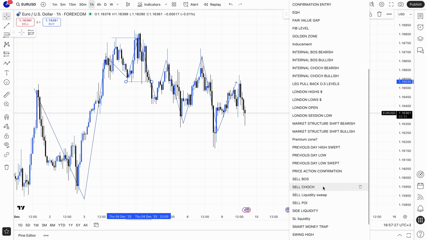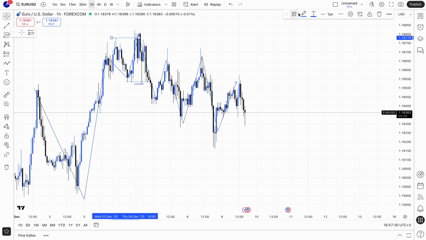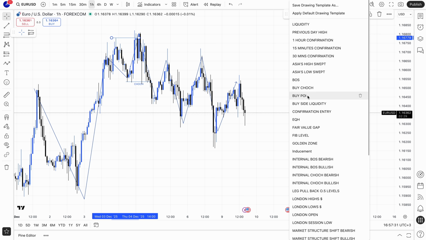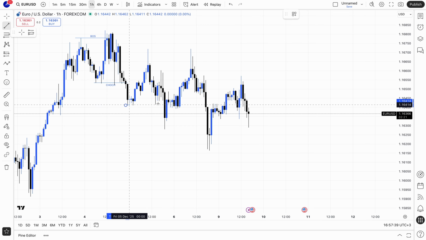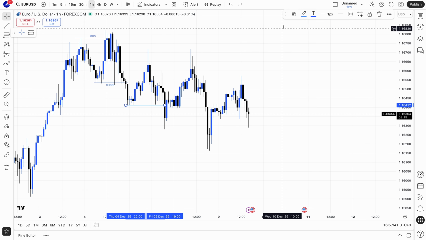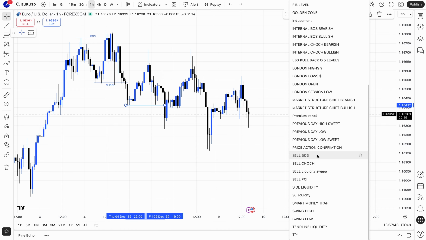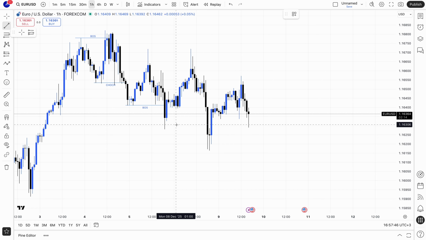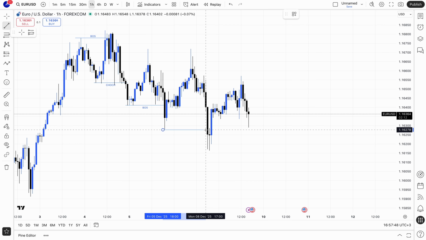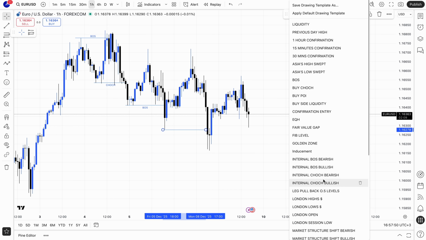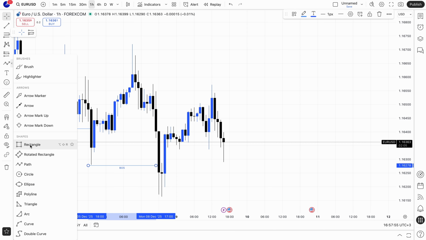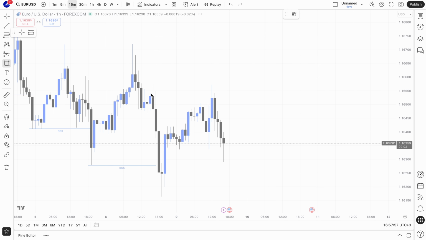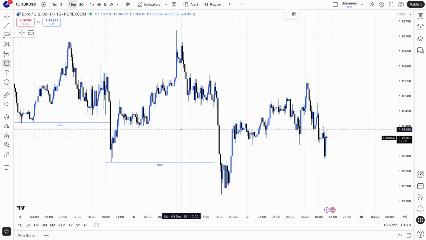Then you have our change of character to the downside, then you have our break of structure to the upside. Then from here we have our break of structure to the downside, then another break of structure to the downside. Simple price action, simple market structure. Then you go to 15 minutes for our internal market structure.